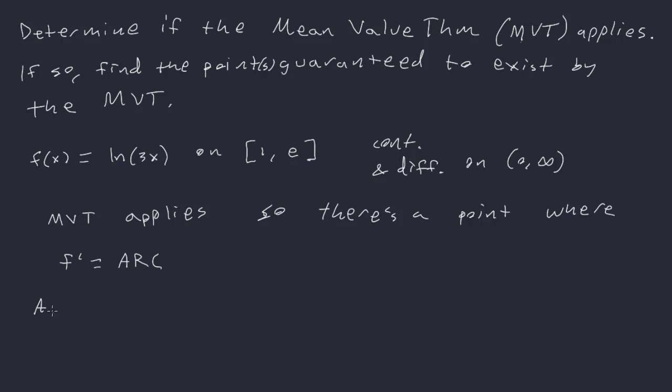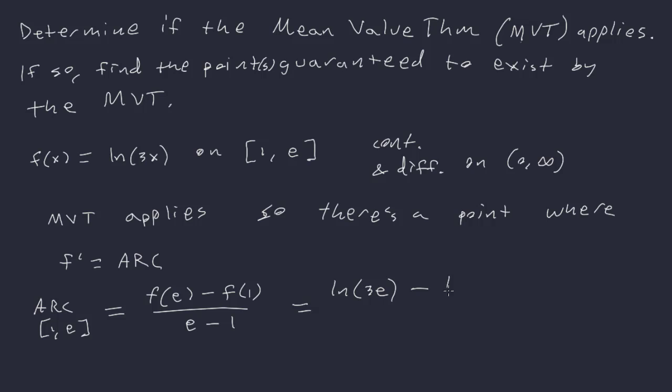So let's find the average rate of change of our function on 1 to e. Okay, so the average rate of change, well, that's going to be f of e minus f of 1 all over e minus 1. All right, so f of e, well, that's going to be the natural log of 3e, and then minus the natural log of 3, all over e minus 1.